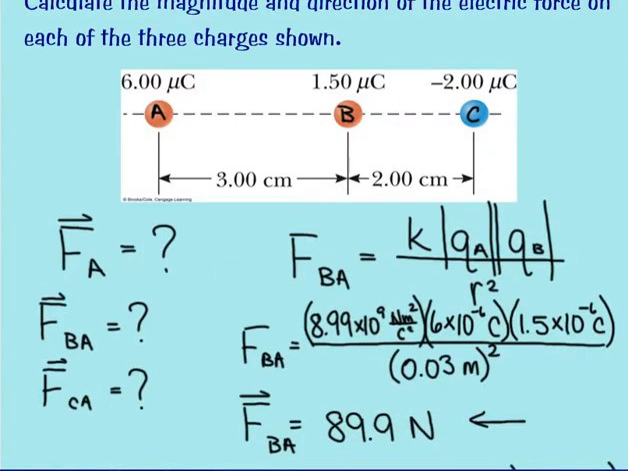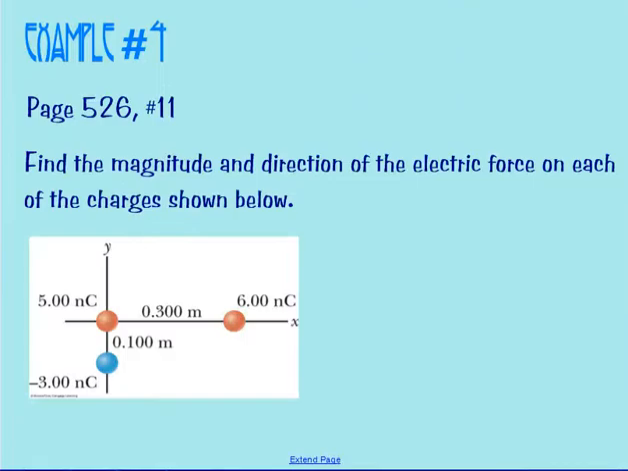The problem tells us to find the net electric force on each of the charges. So it is now your task to find the net force that's exerted on B and the net force that's exerted on C. We'll go over what these values are in class. We're going to move on to another problem.